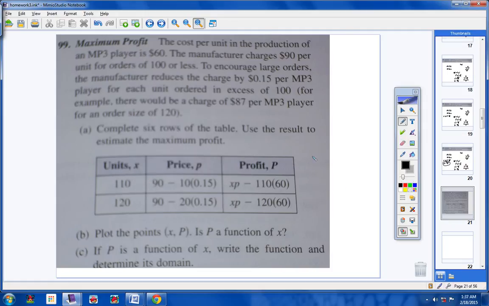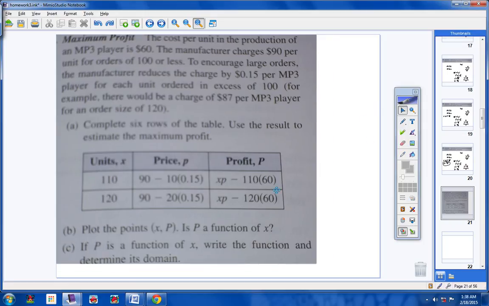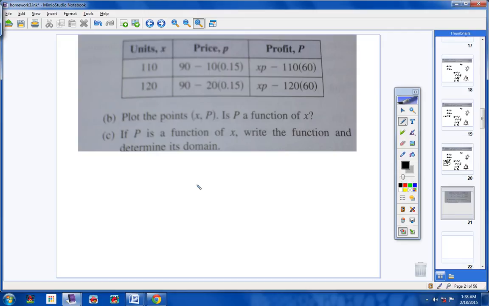Now, plot the points X, P, and decide, is P a function of X? Well, guys, I'm just going to tell you right now, if you were to look this up in the back of the book, you're going to see a graph that looks something similar to this, depending how you did your tick marks. But the points are going to come up like a parabola.